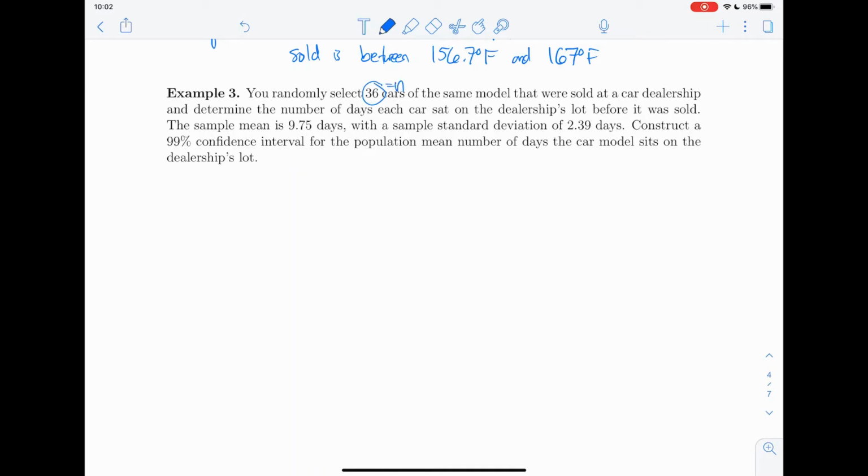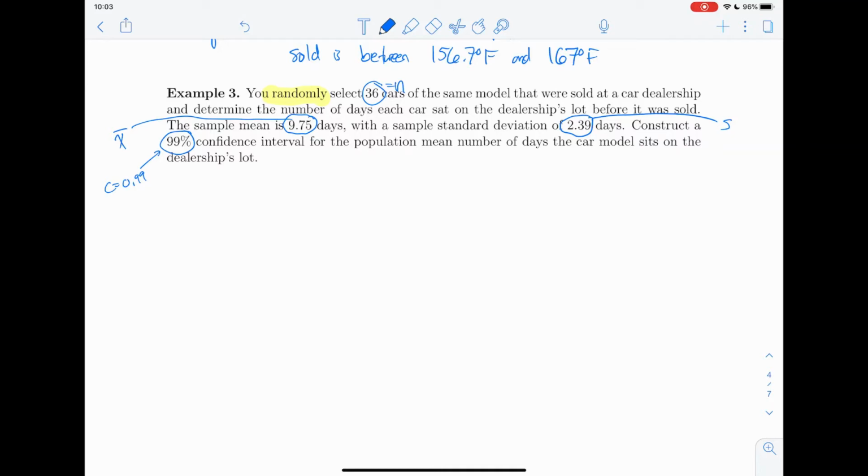Again, we're given some pieces of information right off the bat. 36 cars, that's our sample size. We might note right off the bat that indeed the selection is random. We've already been told that the sample mean is 975 days, so we know that that's going to be x bar. The sample standard deviation is 2.39 days, that's little s. We want to construct a 99% confidence interval. We know that C here is 0.99. And we want to construct this 99% confidence interval for the population mean number of days the car model is sitting on the dealership's lot.